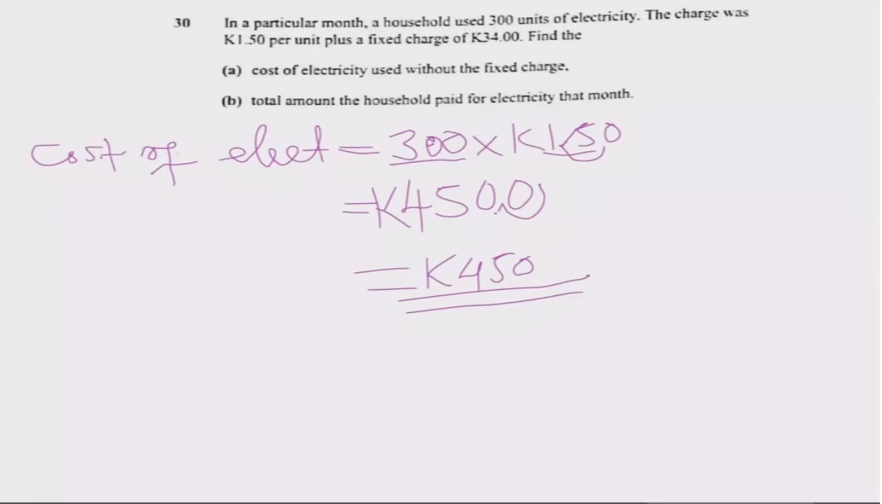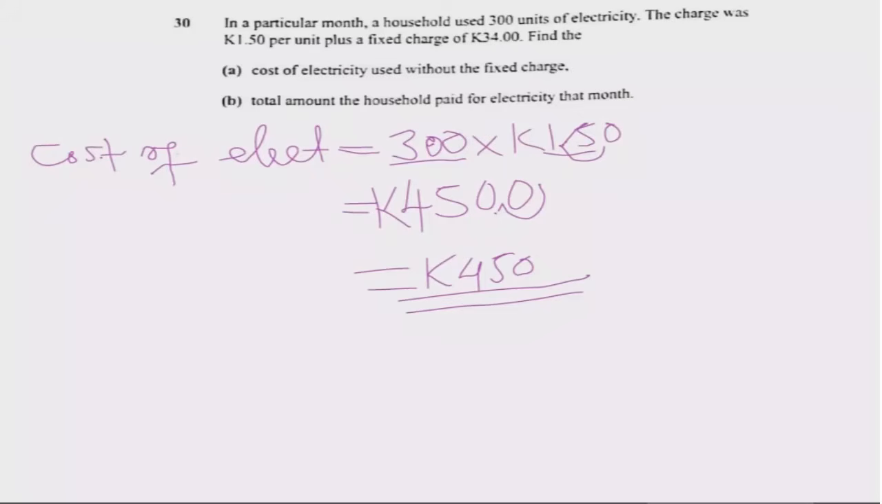Or you multiply 15 by 300, which will give you 4,500. Then you move the decimal point one place to the left, sorry. Then it will remain 450 kwacha as the actual price.